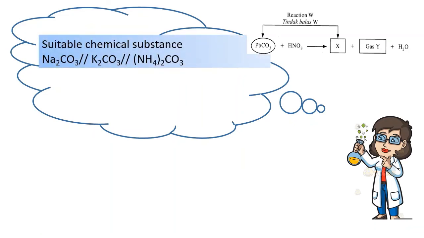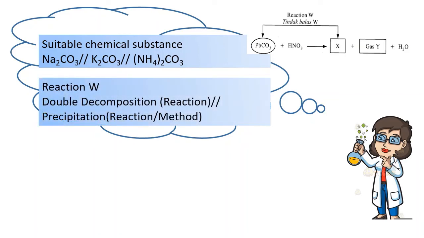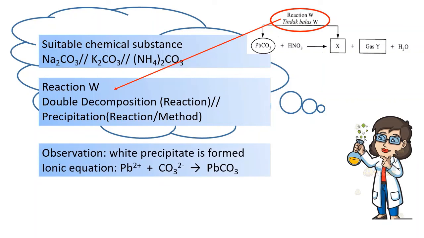A suitable chemical substance that can be used to convert X to lead(II) carbonate is sodium carbonate, potassium carbonate, or ammonium carbonate. The name of reaction W is double decomposition or precipitation reaction or method. The observation is a white precipitate is formed. Ionic equation: lead(II) ion reacts with carbonate ion to produce lead(II) carbonate.